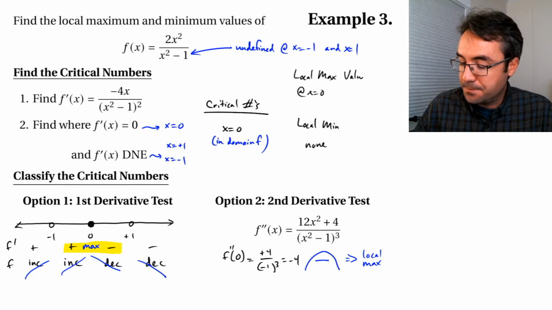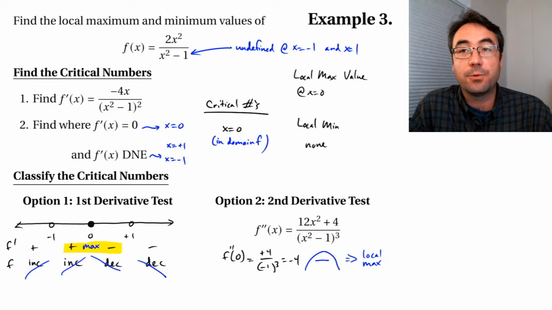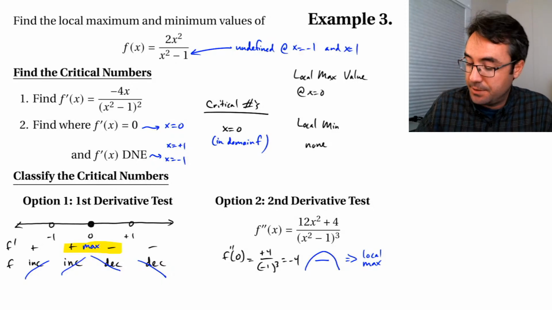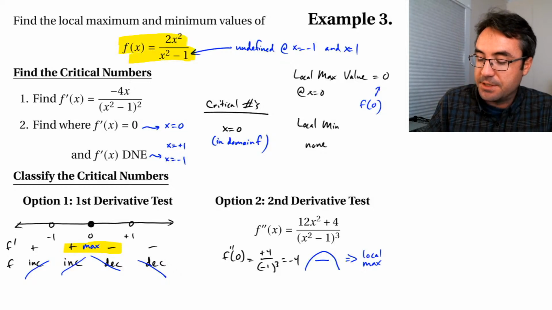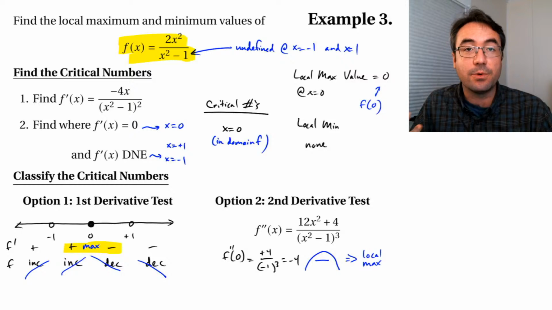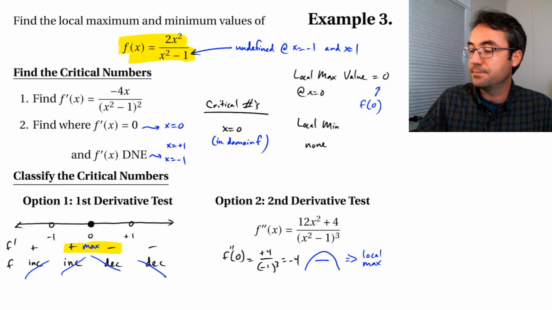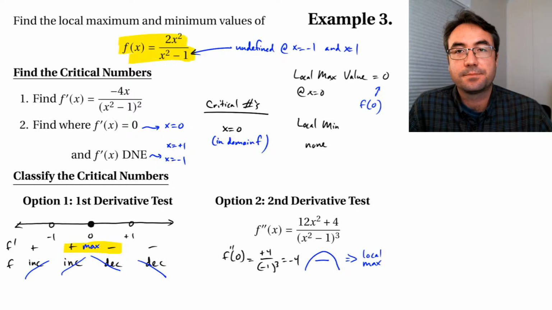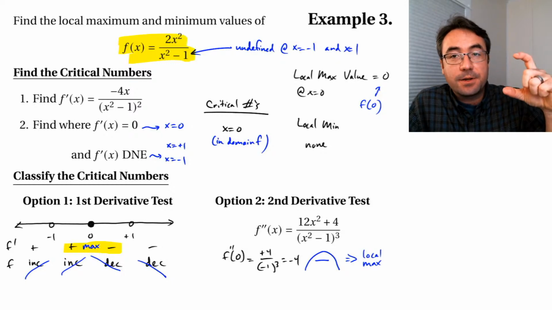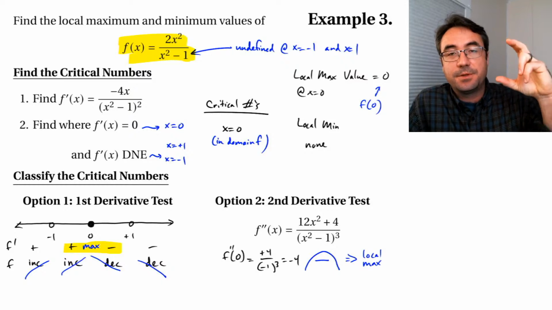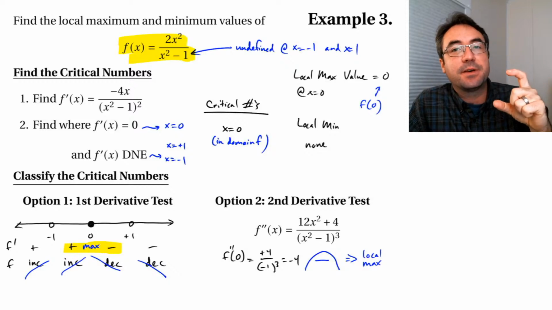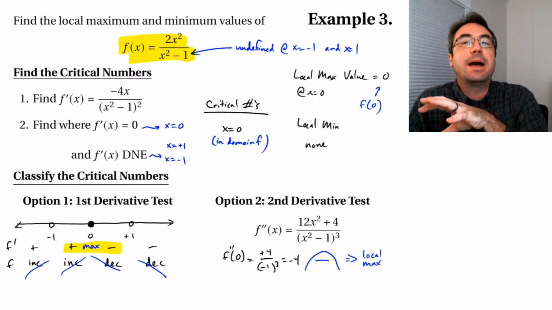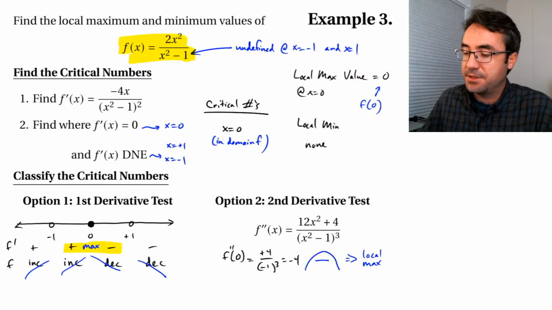And then to get our local max value, we're just going to plug 0 into our original function, and we would get 0 out. So again, that's just going back to our original function and plugging 0 into there to get the actual value of our function. All right, so the step of finding the critical numbers is pretty standard for all of these. It's when you get to the classifying where you have some options, first derivative test or second derivative test.